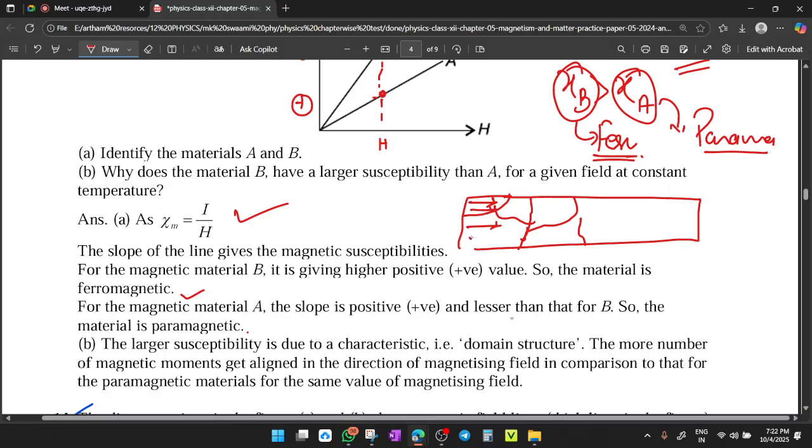There is domain formation, and the domains align in the same direction, which gives rise to a great magnetic moment in a ferromagnetic substance. Clear?